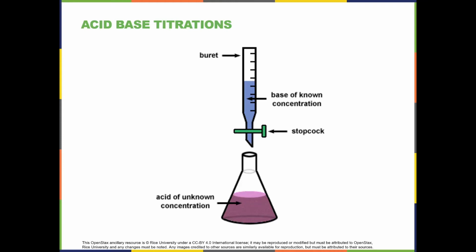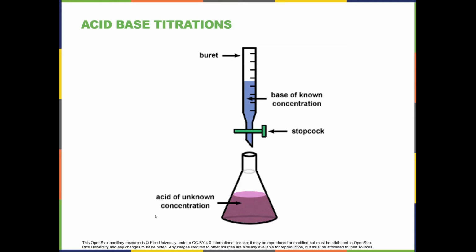Before we do that, I want to remind you generally what a titration is, and you may have done one of these before in a lab. So here we have a base in what is called a burette, and a burette is just a graduated tube. When we let the base come out into the acid, which is down here, we can measure the amount of base that we used.